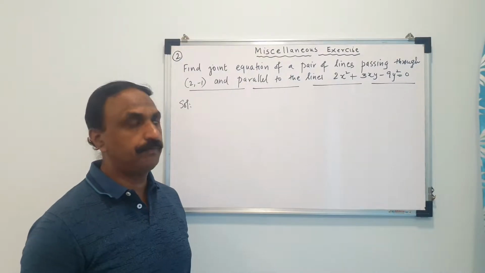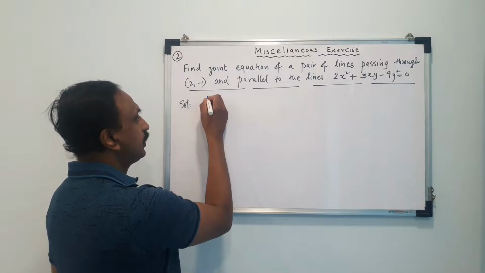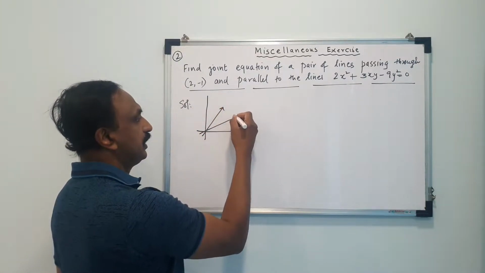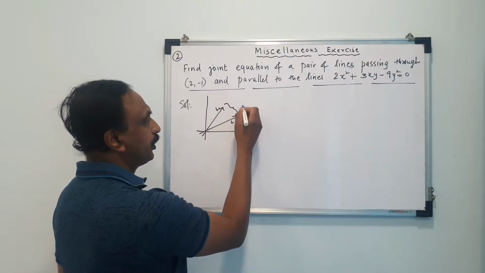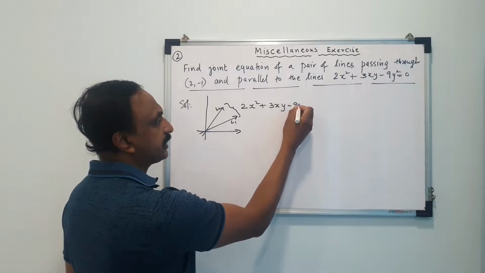Explain to you the problem. This is a pair of lines passing through the origin. So the diagram for that will be like this. The combined equation of L1, L2 is given to you to be 2x square plus 3xy minus 9y square equal to 0.